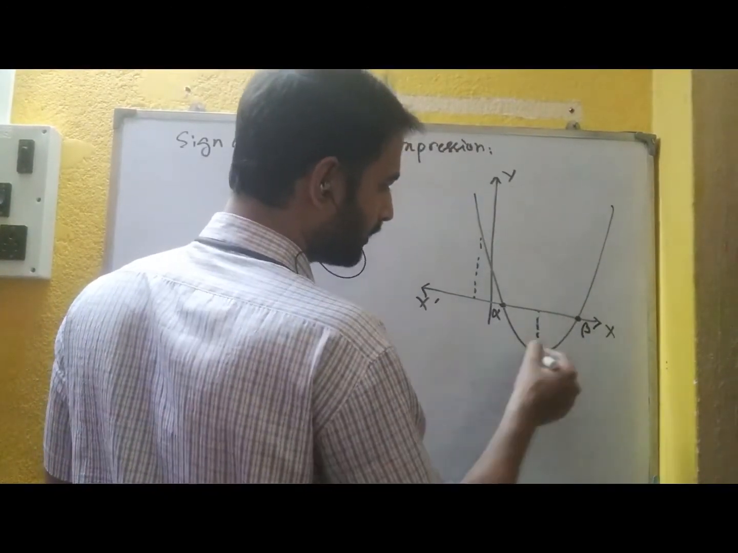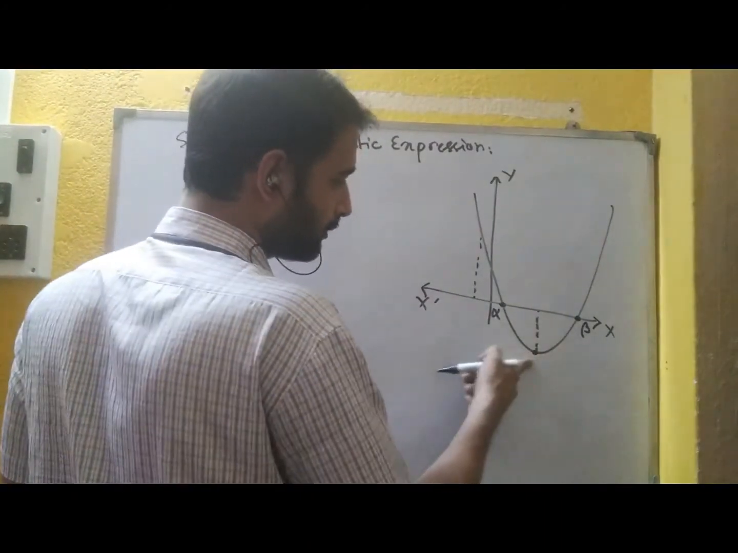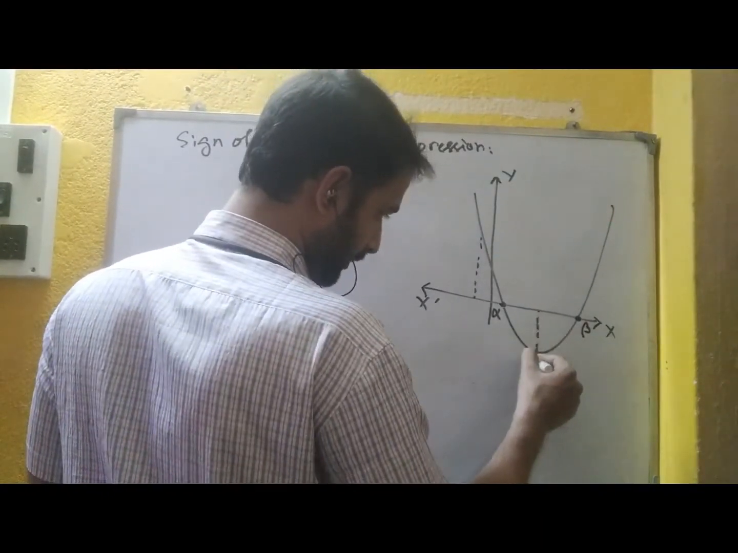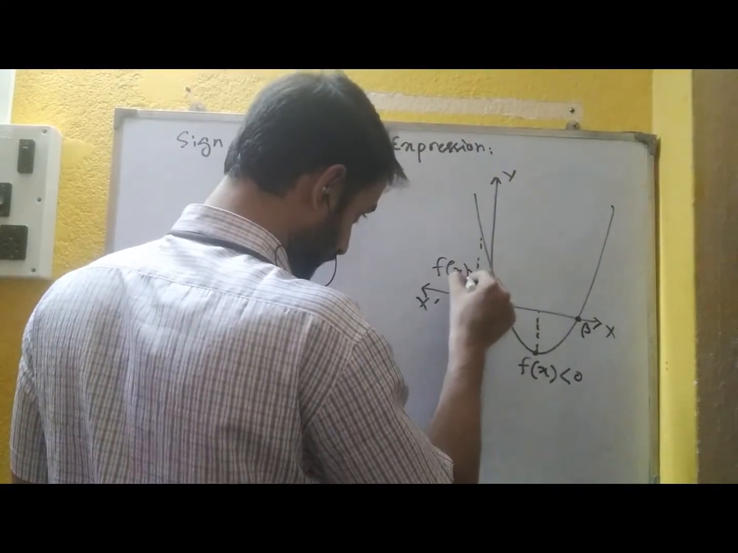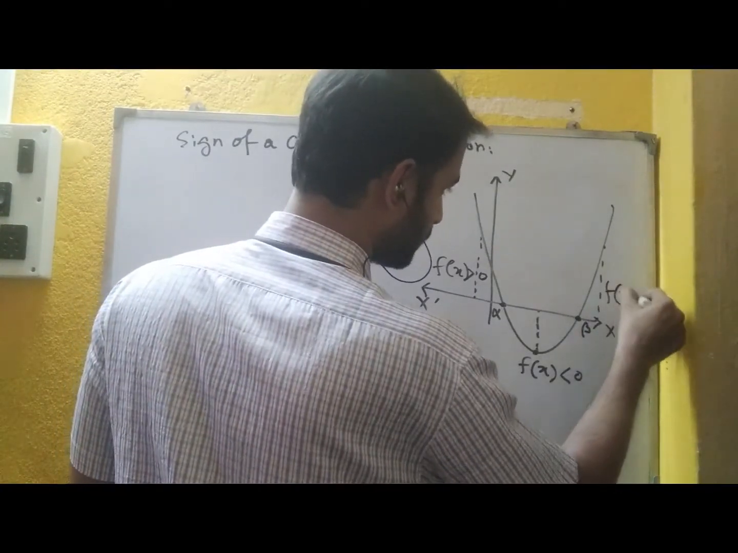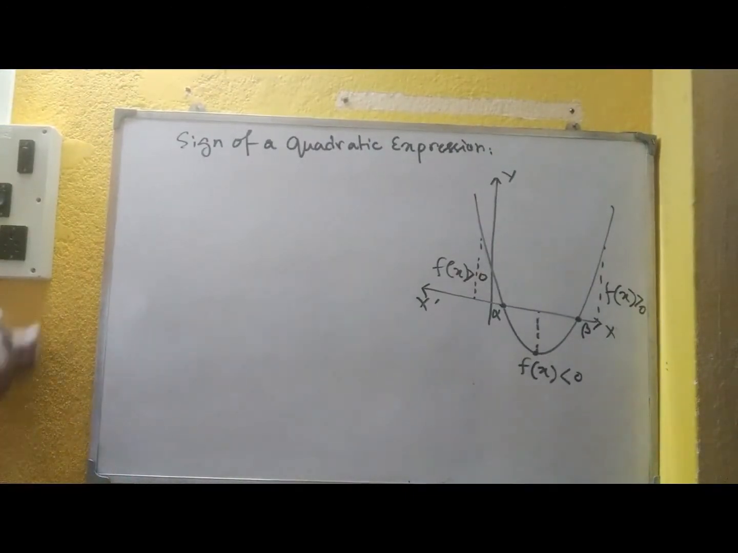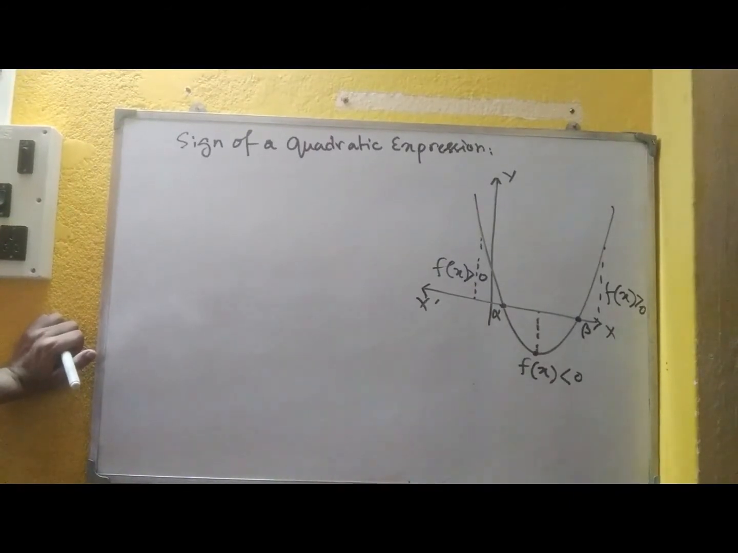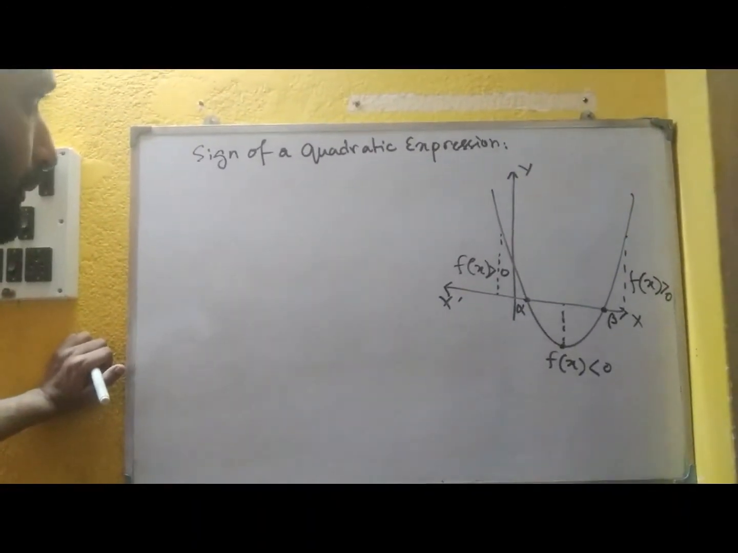Similarly, in between alpha and beta you can see the values are coming in the negative part of the y-axis. That means it is below the x-axis, so it is having negative values. That means in this case f(x) is less than 0. In this case f(x) was greater than 0. And also after beta again the values are becoming positive. It is again greater than 0. So you can see between the roots and before and after the roots the sign of the expression is changing. That's why it is important to find the sign of the expression.